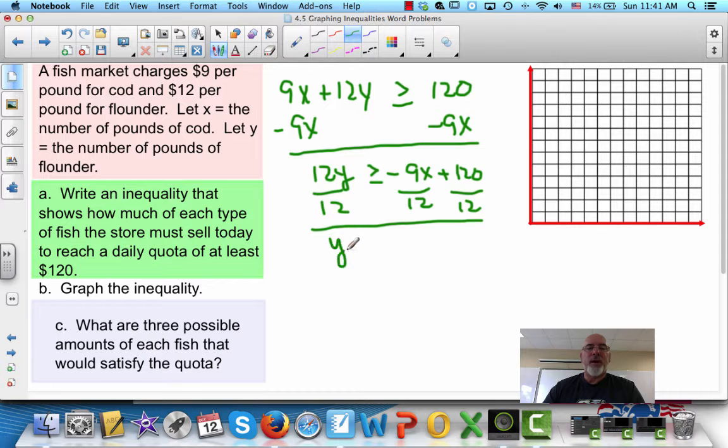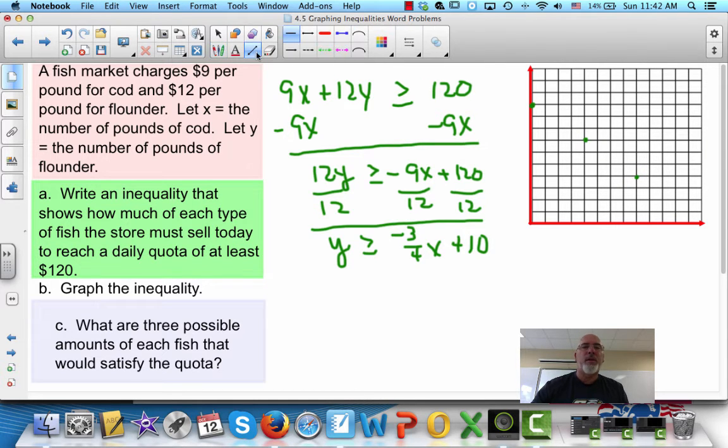And that gives us y is greater than or equal to negative 3/4 x plus 10. So we come over here and we go 1, 2, 3, 4, 5, 6, 7, 8, 9, 10, and we put our mark. And it tells us our slope is negative 3/4, so we go down 3 and over 4, and we put our dot. Now we can draw our line.